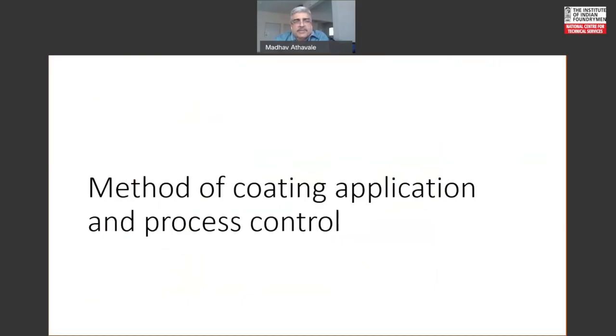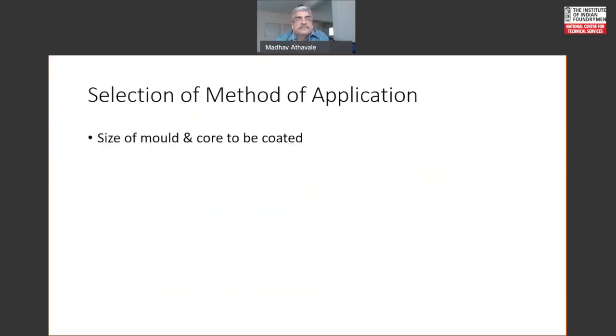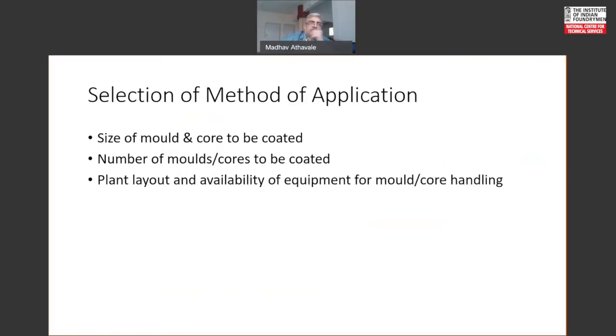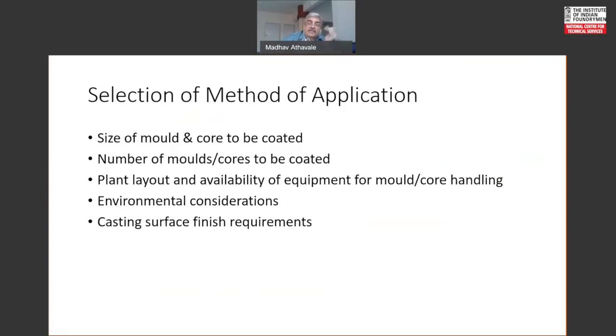Now let's look at method of application of coating and what the process controls are which are needed. Selection of the method of application is governed by size of mold and core to be coated, number of molds and cores to be coated, plant layout and availability of equipment for mold and core handling, environmental considerations, casting surface finish requirements. So these are the main factors which decide method of application.